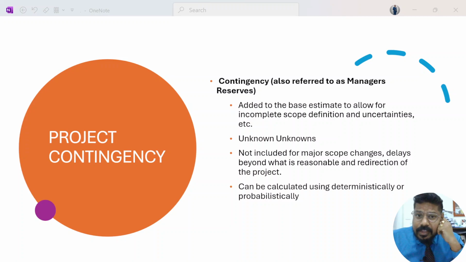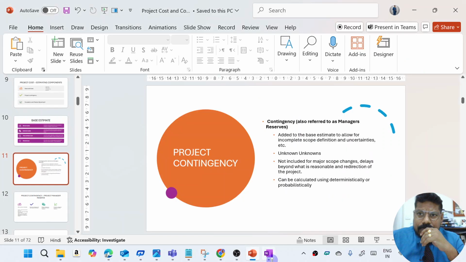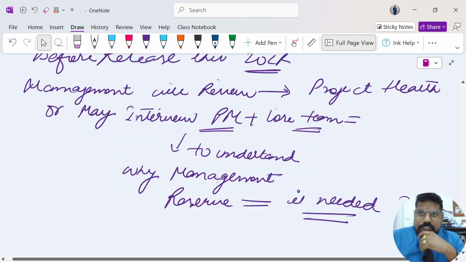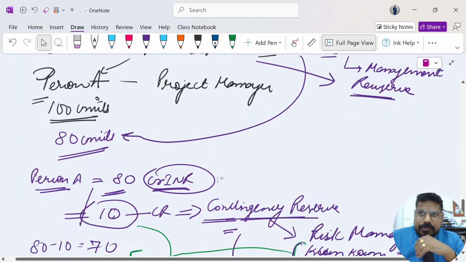I think I am still not sharing my actual screen, so just give me a second. Okay, this is what I was referring to. I'll just repeat that once again.